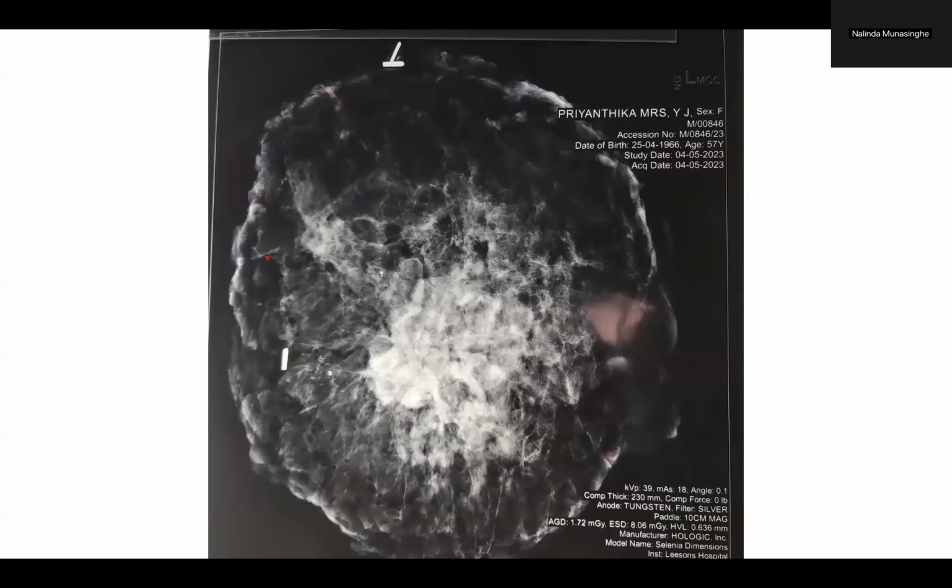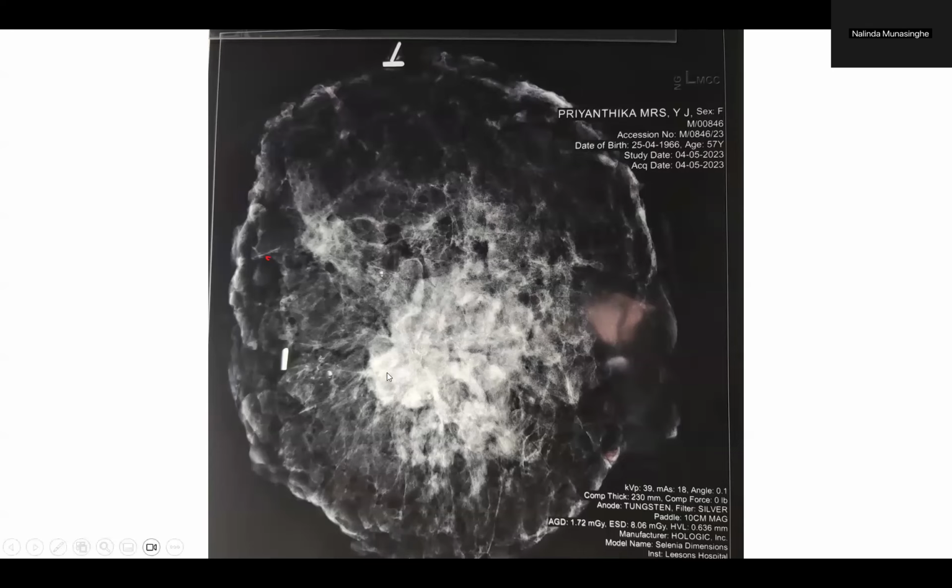So when we do a wide local excision or a breast conservative surgery, the standard practice is to do what is called the intraoperative specimen mammogram to assess the margins. So this is an example of a specimen mammogram of a patient I have done. So you can see right in the center.